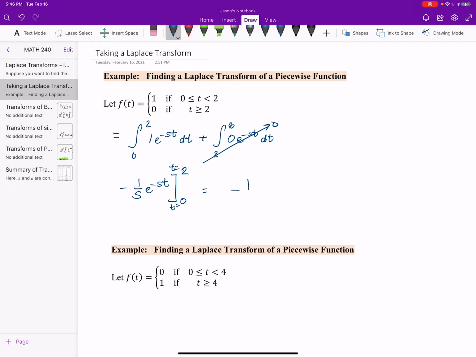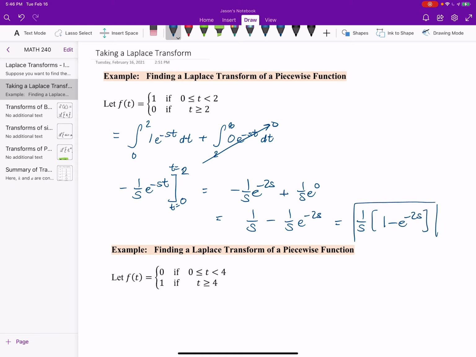So that means this is negative 1 over s, e to the negative 2s. Now minus a negative is going to be positive 1 over s, e to the 0. So this is going to be 1 over s minus 1 over s, e to the negative 2s. And hey, if you want to impress your teacher, factor out the 1 over s. And that's just a nice, cleaner answer. And that is the Laplace transform. So of course, right now, they're just transforms. They won't really mean much to us until we actually use them to solve other problems. So let's look at another one here.